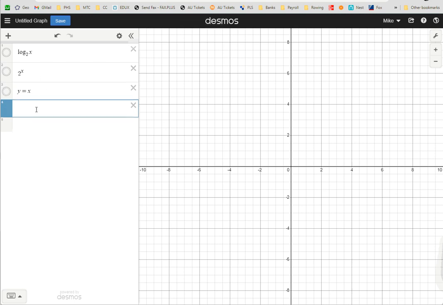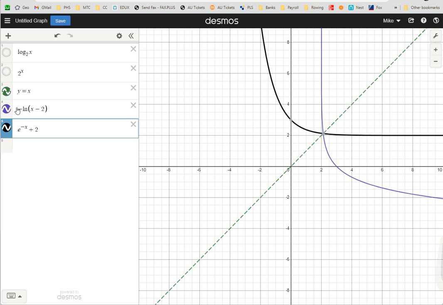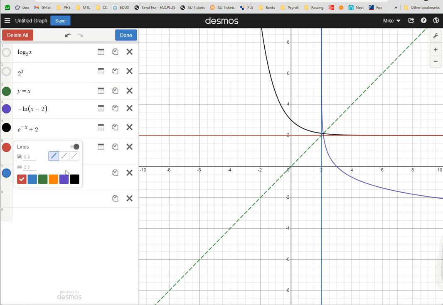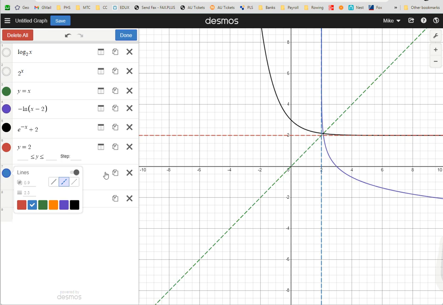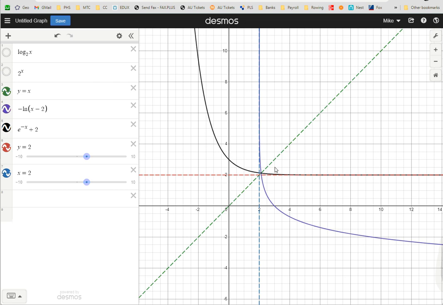So let's see, what we had is the negative natural log of x minus 2. And then we're saying its inverse here is e raised to the power of negative x plus 2. So if we graph y equals x here, let's also graph y equals 2 and x equals 2, because those were other asymptotes. Let's make this one dotted, and this one dotted as well. And now we see that this is indeed the graph of what our functions look like.